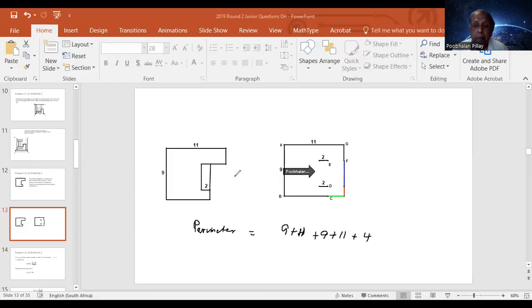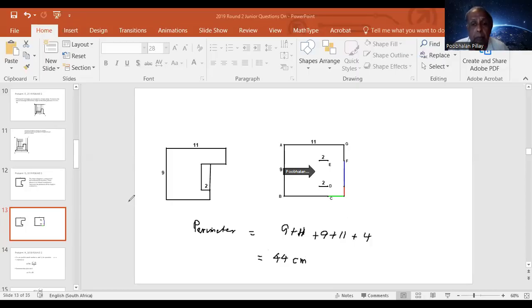You push some unknown pieces to the end, so you know the perimeter of the rectangle. So 9 plus 11 is 20, 20 plus 20 is 40, 44. That's in centimeters, because everything was given in centimeters.